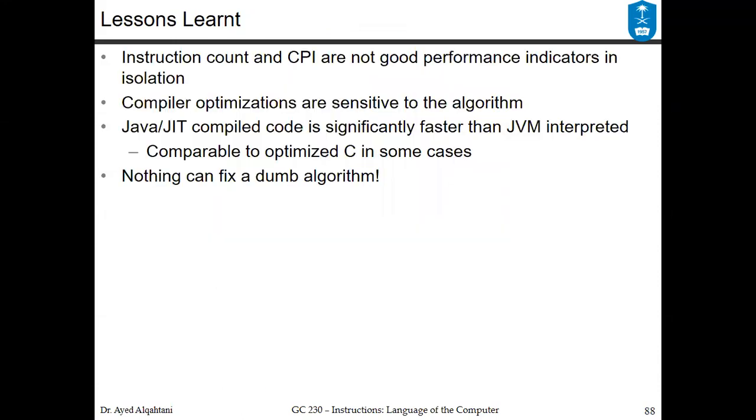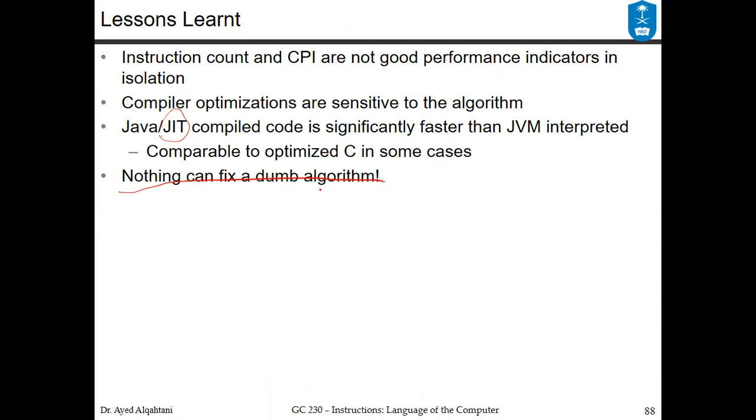Now, the lesson learned so far that the instruction count and CPI are not good performance indicators in isolation. You need to have them, they are very critical, but you need to take care of other things as well. Like the compiler optimizations, they are very sensitive to the algorithm. When you are using Java, make sure that you're using the just-in-time. And here is a conclusion. There is nothing that can fix a dumb algorithm.